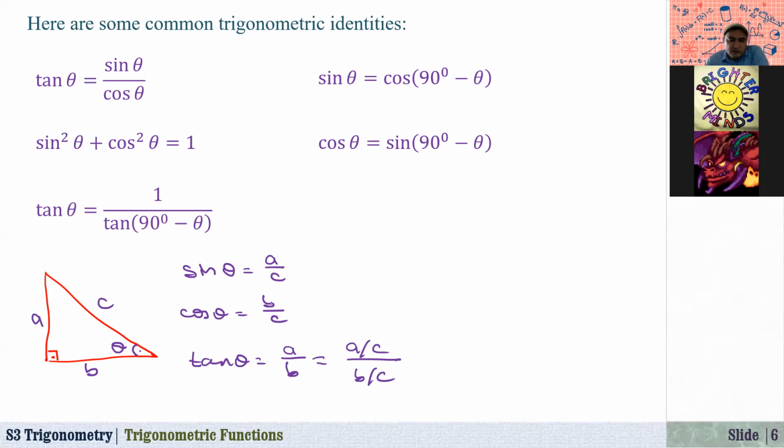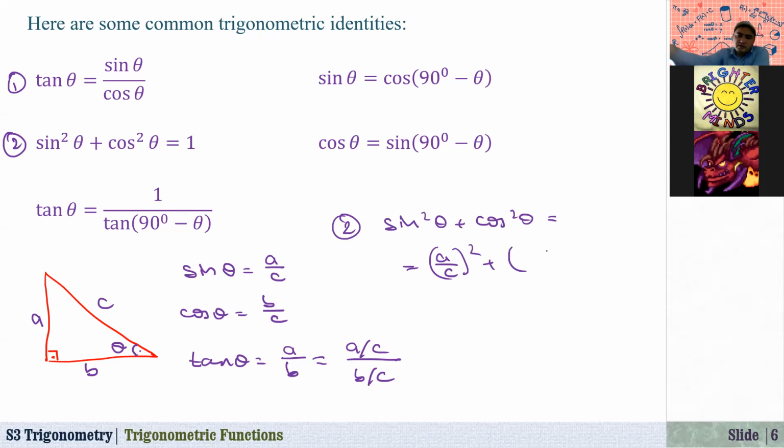And also, the second one: sine squared of theta plus cosine squared of theta. That's equal to 1. Why? What is sine squared of theta? It is A over C squared. And plus cosine squared of theta, that is B over C squared. The common denominator is C squared.